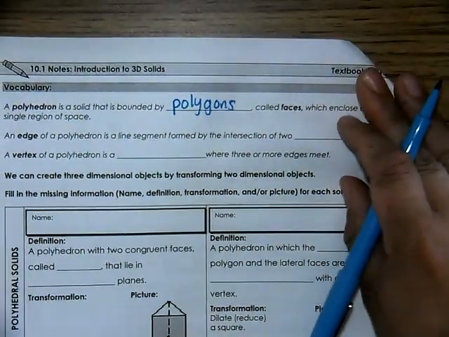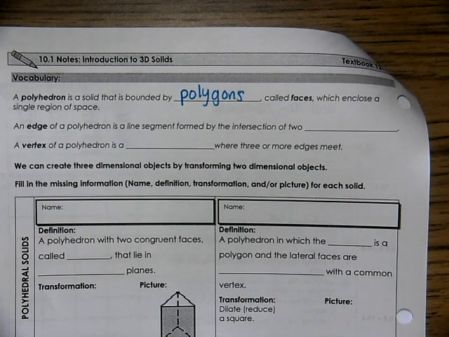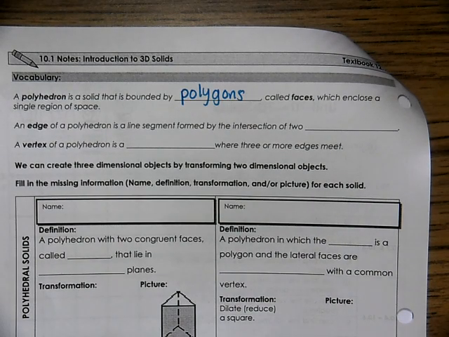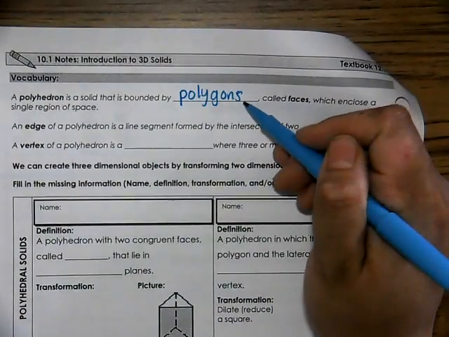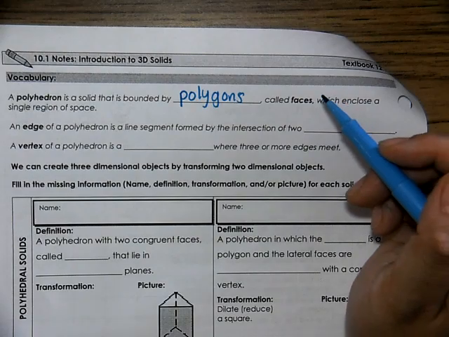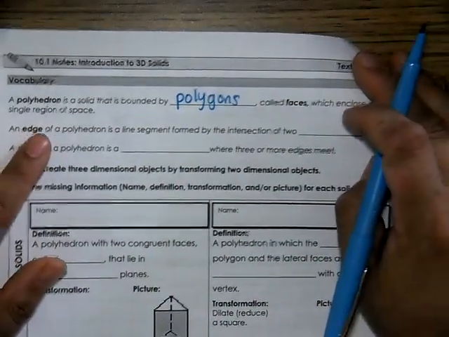called faces. So when you have polygons, those are shapes like a triangle, a rectangle, a quadrilateral, even a pentagon, a hexagon, octagon. All of those are different types of polygons, and so we can call them faces that create this 3D solid, or a polyhedron. And it encloses it into a single region of space.